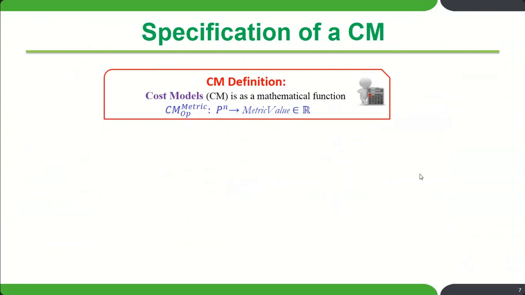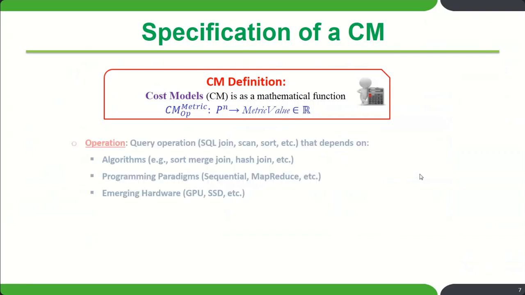The cost model can be defined as a function that has as an input a set of parameters to calculate a metric value for each operation by considering specific metrics. Operations in this case represent SQL operations like join, scan, and sort, and each operation depends on the algorithm of implementation. For example, if you take join, we have three variants of implementation, depending on programming paradigms that can be sequential or MapReduce, and depending on emerging hardware for storage and processing.